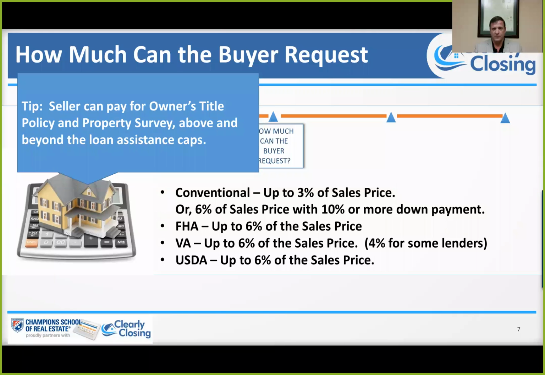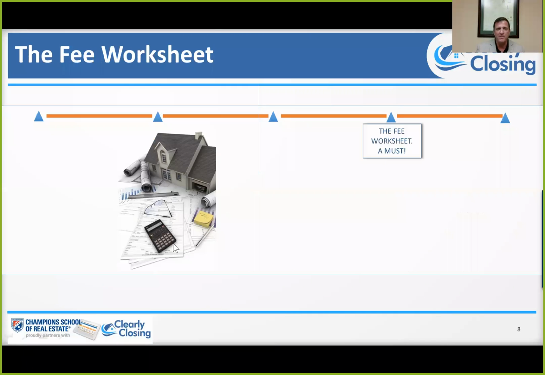Yeah, Roy, I'll mention here too that in addition to these fees that Roy just talked about, the seller can also pay for the owner's title policy and the property survey above and beyond the loan assistance cap. So there's actually some additional money that can be paid on behalf of the buyer by the seller. But like Roy mentioned, just make sure you don't ask for too much money, and we'll talk about that a little bit more here in a minute.